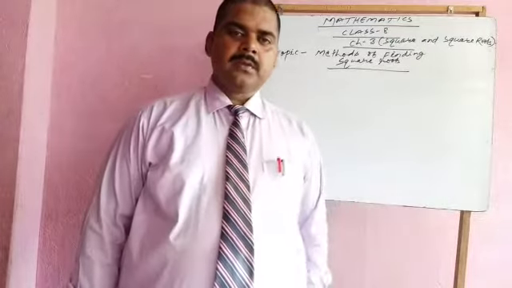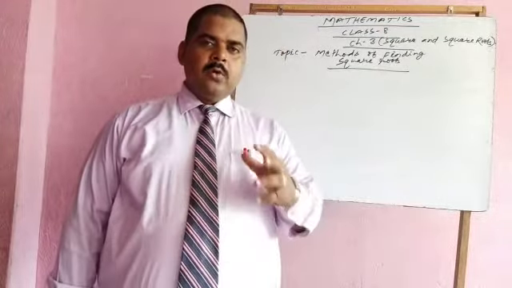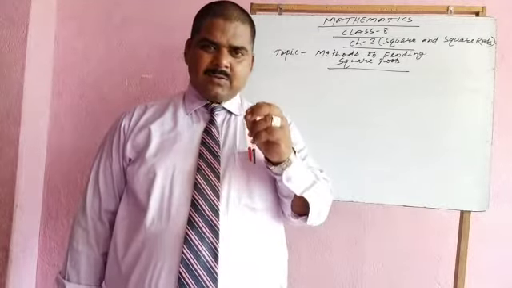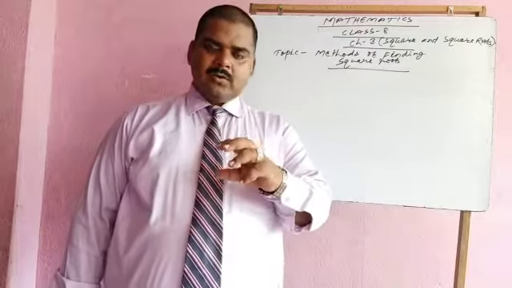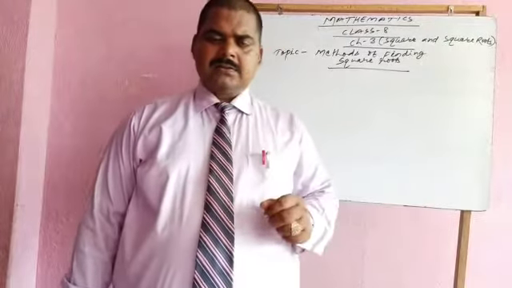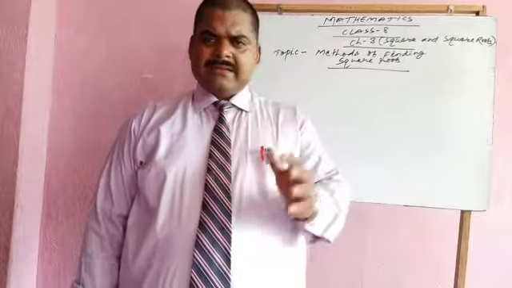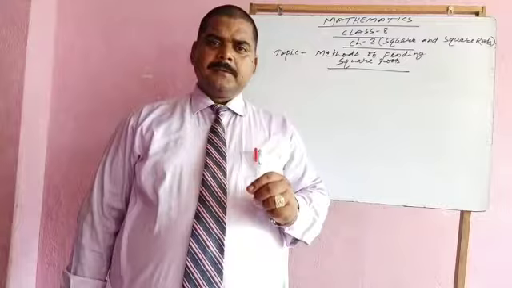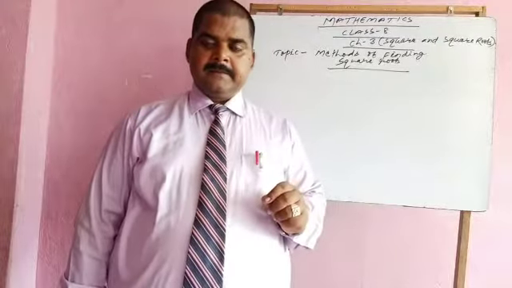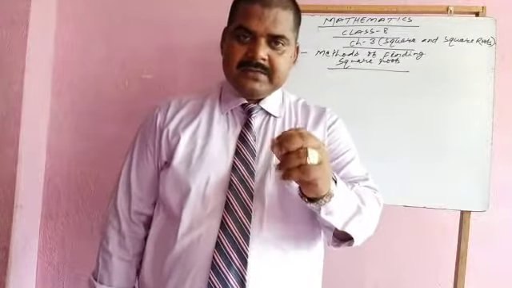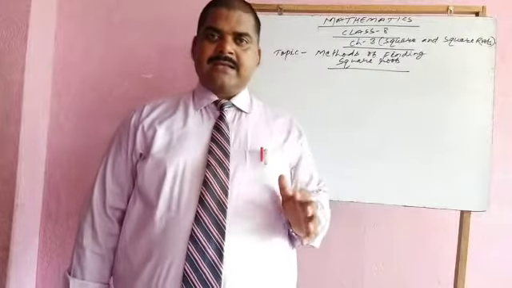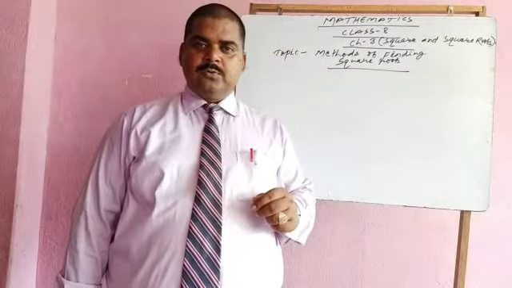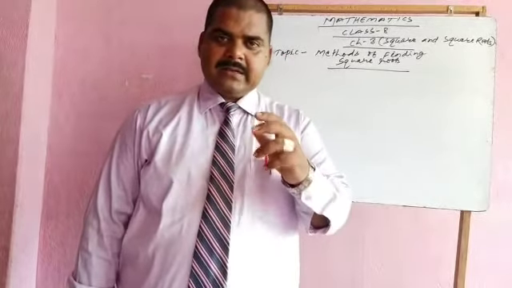Hello students, today I am going to discuss how to find a square root and what their methods are. Actually, there are two ways to find the square root. The first method is the prime factorization method and the second one is the division method. In this session I will discuss how to find a square root by the prime factorization method.